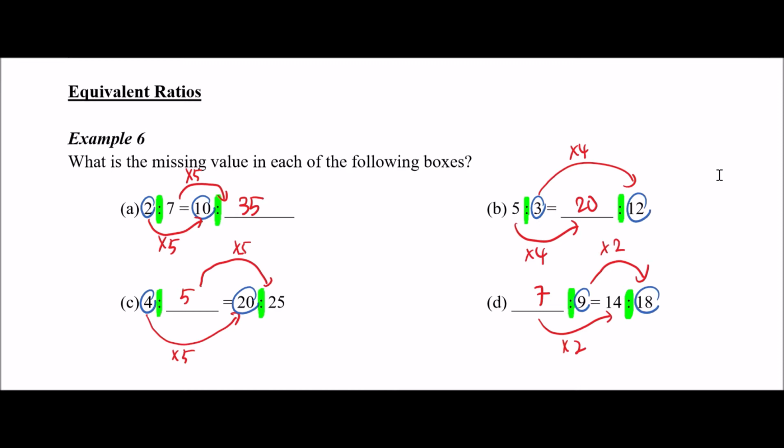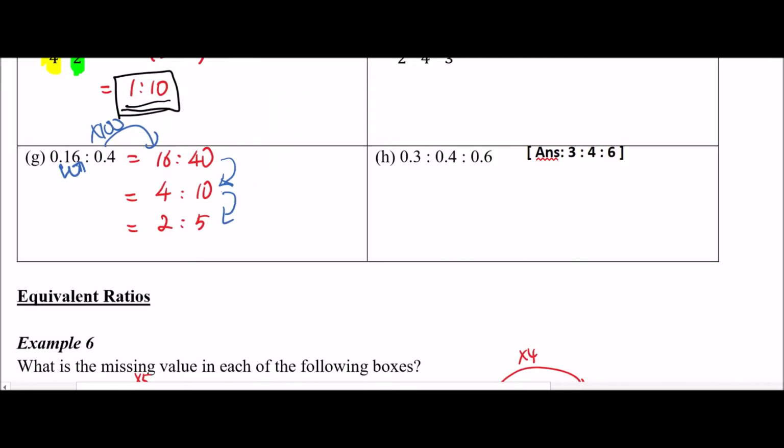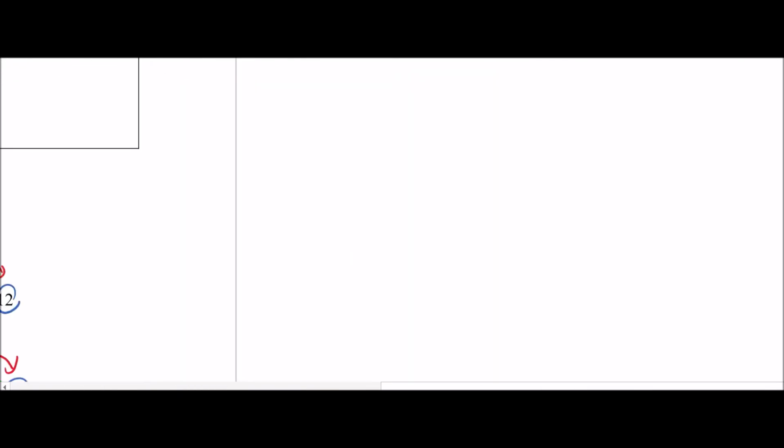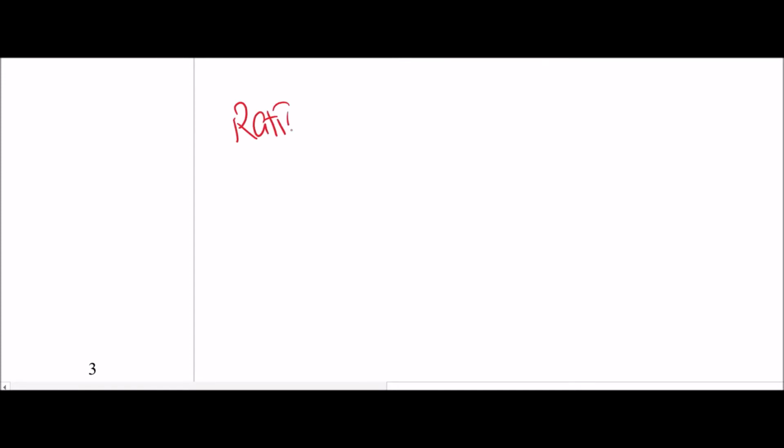Before we proceed with the chapter, let's do a quick recap, shall we? Okay, let's move to the side. We have learned in the previous video about this thing called ratios. Essentially, a ratio is a comparison between two quantities, right?